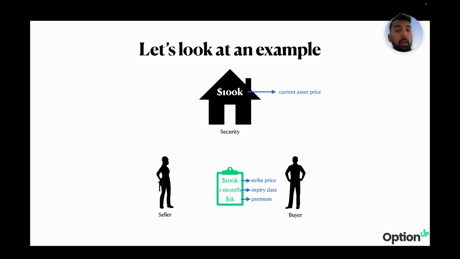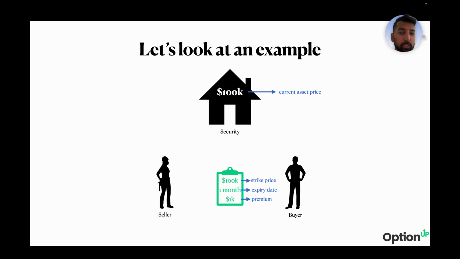This is not your house, actually. The house you are selling a put option for is currently worth $100,000. I'm going to be selling an option again with $100,000 as the strike price, meaning I am willing to buy this house for $100,000, and I will have to put up the collateral in cash to be able to do that. The expiry is going to be 1 month from now, and I'm going to charge the buyer a $1,000 premium to be able to buy this house.